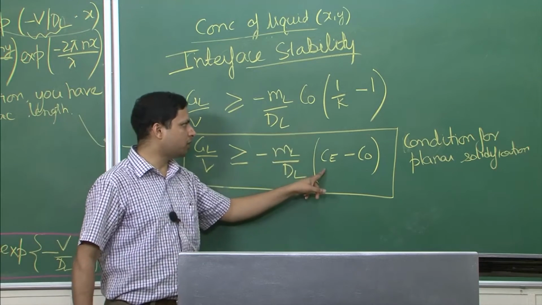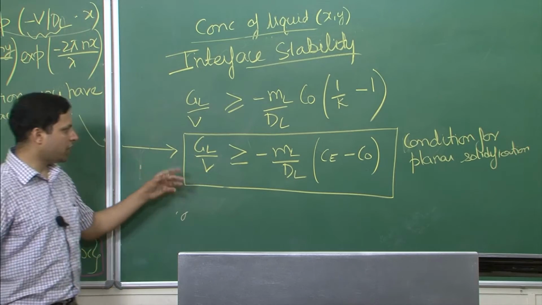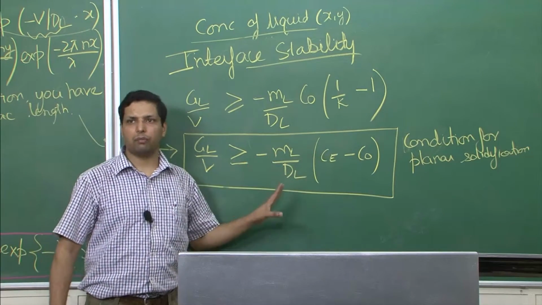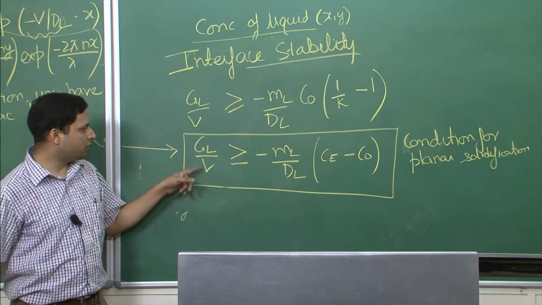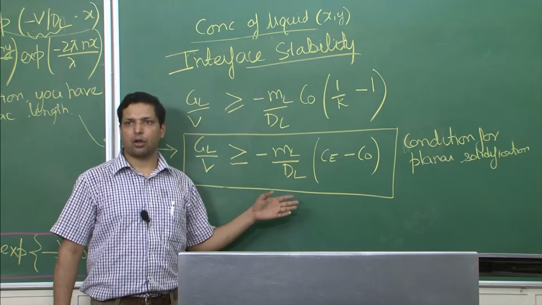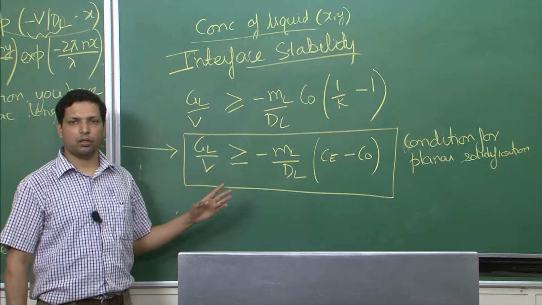So, C naught by K becomes CE and C naught remains CE. What it is saying is, whenever your GL over V is greater than this value, you will have planar solidification. If your GL over V gets below this value, then you will not get a planar interface during the solidification.